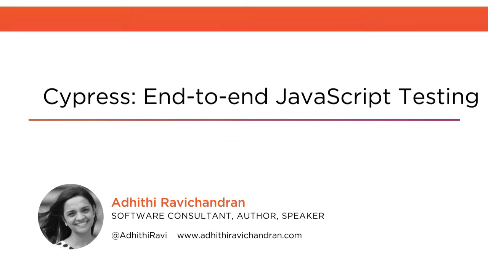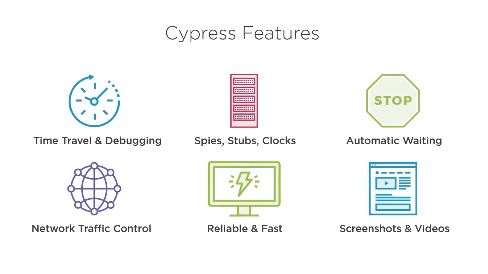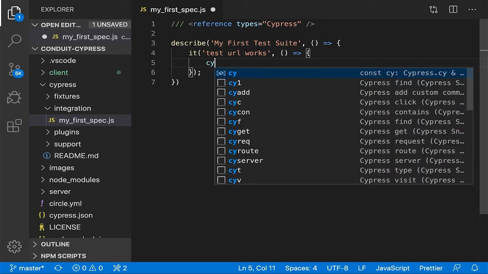Are you looking to test your web application just like a real user would with automated end-to-end tests? Cypress is a fast, easy, and reliable end-to-end testing framework that can test anything that runs on a browser. In this course, we're going to learn about end-to-end testing our web applications using Cypress.